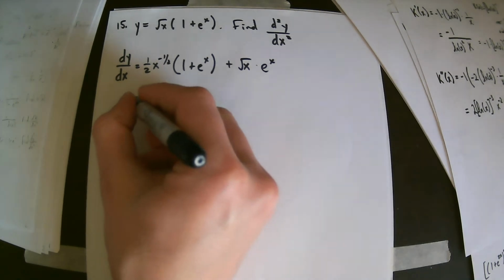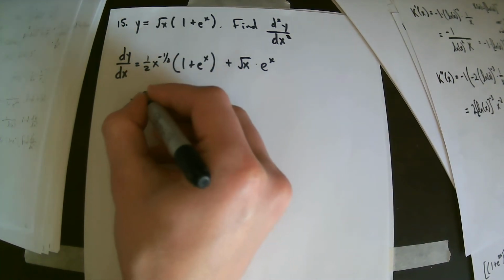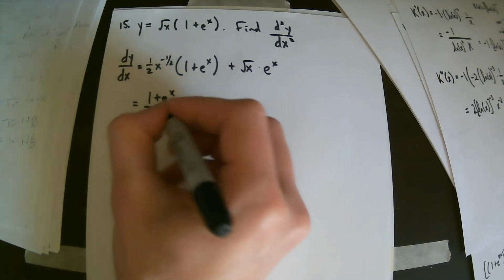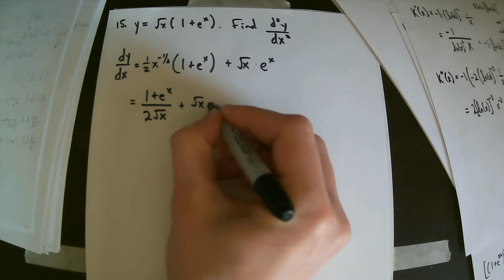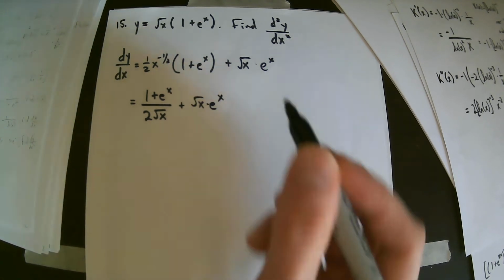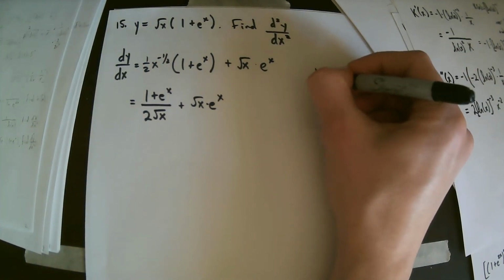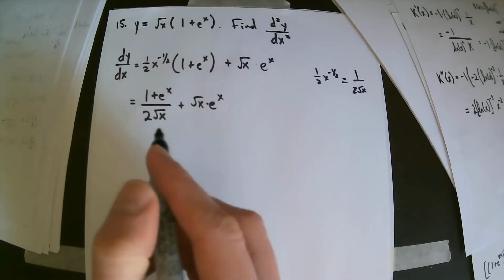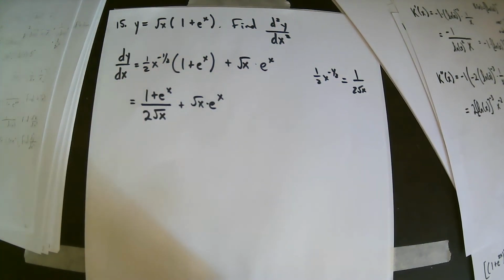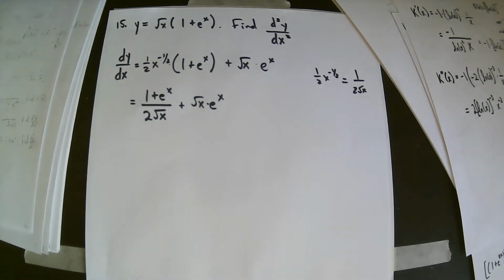We could make this a little better, I suppose. Say this right here would be 2 square root of x in the denominator. So this 1/2 x to the negative 1/2, remember, turns into 1/2 times square root of x, and then I just threw that 1 plus e to the x in the numerator. Because they're being multiplied. These two things, this thing and this thing, are being multiplied.